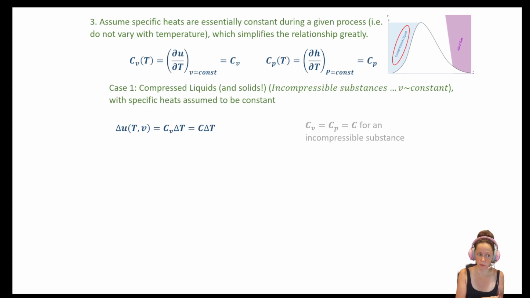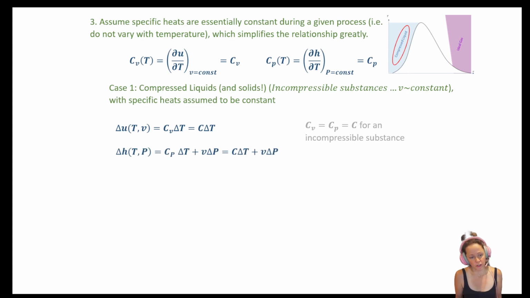So it doesn't matter whether you kept the volume constant on purpose because you kept it in a rigid tank, or you kept the pressure constant. Because it's incompressible, that specific volume isn't really going to change. So your CP and your CV, when you measure it, are the same. So sometimes you'll see it written as CV, sometimes as CP, sometimes it's just C. So don't get confused with that. Delta H looks very similar.